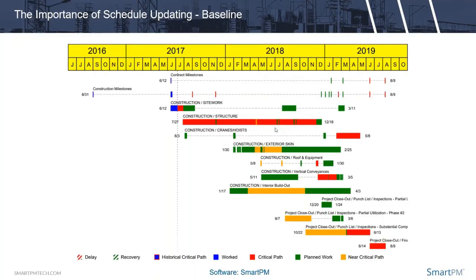Here's a baseline. Here's a summary. This is a summary that's been generated in SmartPM, and the reason I'm telling you that is because it's a little bit different than what you're used to seeing. Not to mention, I'm going to plug my software. Just kidding. But we do want to show you that there are near critical paths.